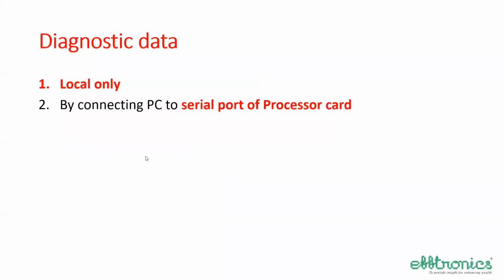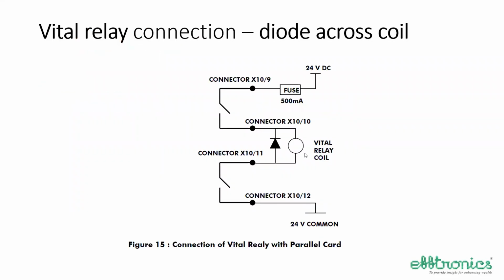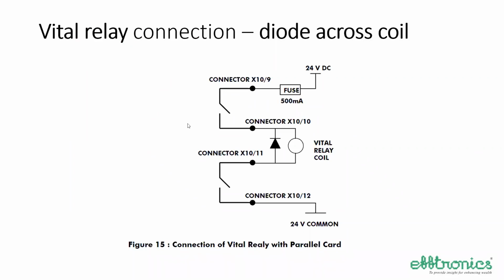Diagnostic data, there is a problem for this because it is a very old model. It can give only locally. Somebody has to take the PC and then download it. This is the output, what I have shown already. Vital relay output is taken like this, 24 volt DC, then first contact, coil, second contact, negative. With this, Thales, we have finished.